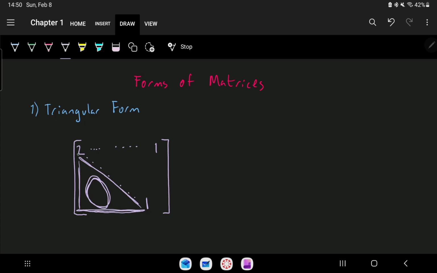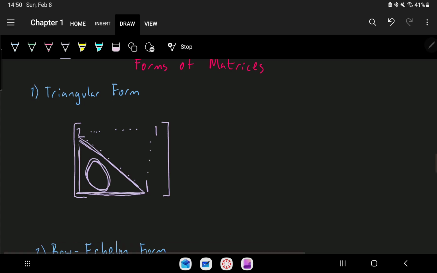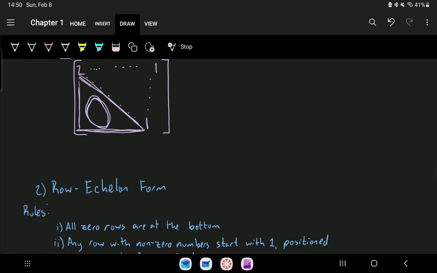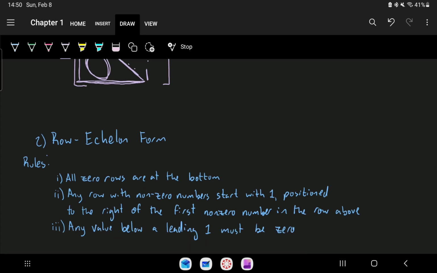This is going to make a lot more sense once we start talking about the next forms, but I just want to give you an idea of what to expect. One that you have probably heard more about than triangular form is row echelon form. Row echelon form is a type of triangular form of matrix.